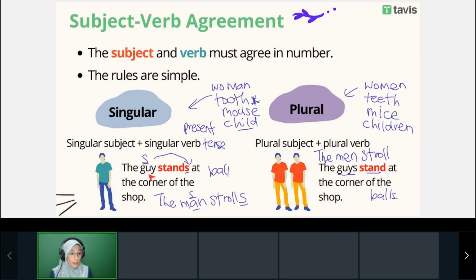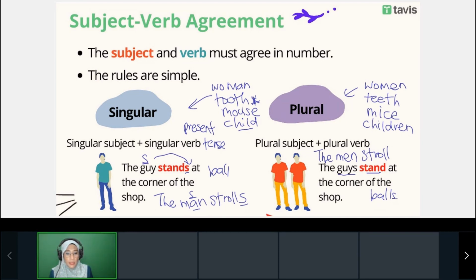So again, as simple as this, remember, when you have the guy, this is singular, then you need to add s to the end of the verb. When it comes to the plural, then it stands on its own. No need to change or add anything other than the root word that is given to you, the guys. I hope you got that.